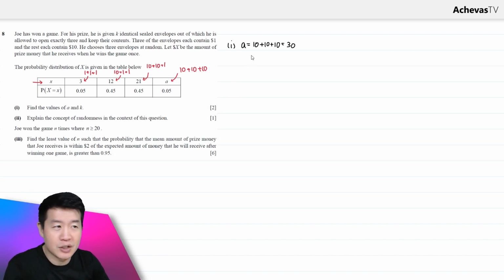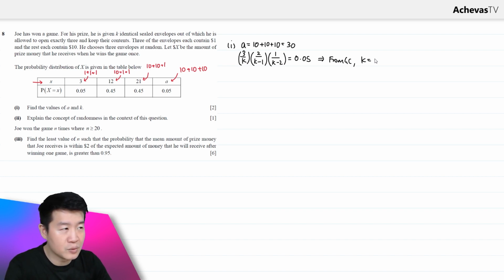This is if you were to do an observation, since they share the same probability. Or else you can also do a quick calculation. For example, 0.05 is the probability to obtain $3, right? That is when the first envelope that you open contains $1, so 3 over K. The second envelope also contains $1, so 2 over K minus 1. And then the third envelope contains $1 also, so the probability is going to be 1 over K minus 2. And this is equal to 0.05. If you draw a graph to solve for K, you're going to get K equal to 6. Yep, K is going to be equal to 6.